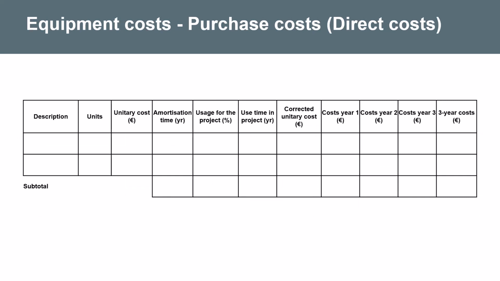To do so, we can consider the costs per item, the amortization time, usage for the project, and the use time of the project. The result is the real cost of each piece of equipment in the project in the time frame of application. In this case, an example is given for 3 years.